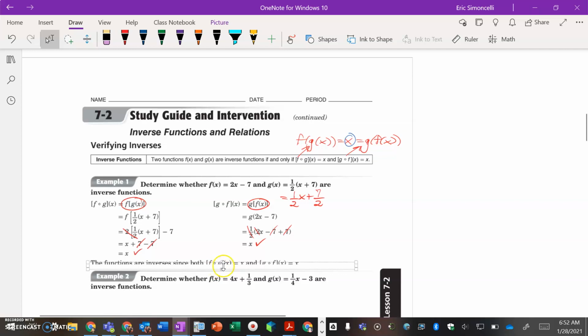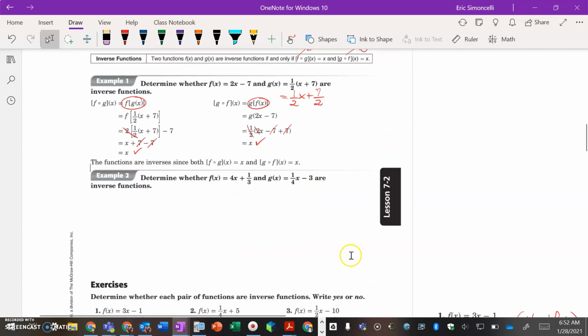So the conclusion from the very beginning, such that we're trying to see if they were inverses, is the functions are inverses, since both f of g of x and g of f of x are equal to x. I do ask that you try example 2 on your own. Uncover or take a look at the full-fledged answer. I will uncover it for you for later comparison.